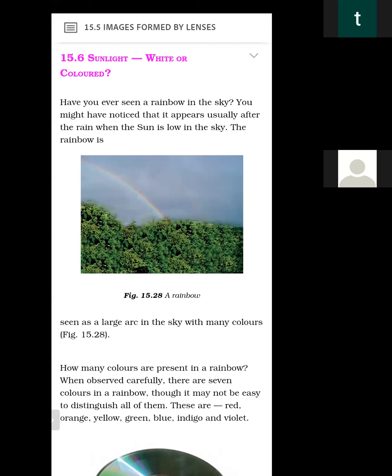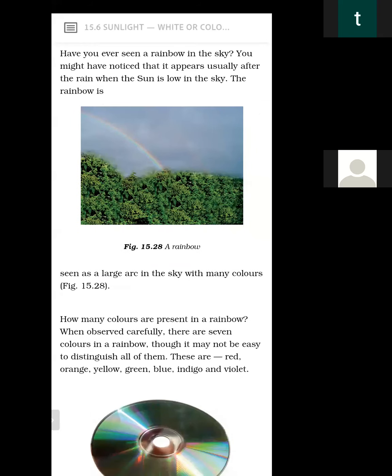Have you ever seen a rainbow in the sky? You might have noticed that it usually appears after the rain when the sun is low in the sky. The rainbow is seen as a large arc in the sky with many colors. How many colors are present in the rainbow? 7. If we observe carefully, there are 7 colors in the rainbow, though it may not be easy to distinguish all of them. These are red, orange, yellow, green, blue, indigo, and violet.